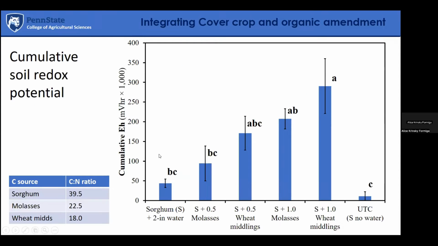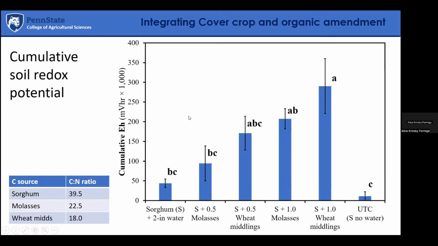Now here, what you can see in this slide is the cumulative redox potential, and what was achieved with sorghum plus just water was not enough to say the treatment was effective. But then adding half rate of molasses or half rate of wheat middlings, we could say, especially for this one, we had very good anaerobic conditions. And then, of course, increasing the rate of wheat middlings or molasses, we had even better anaerobic conditions.